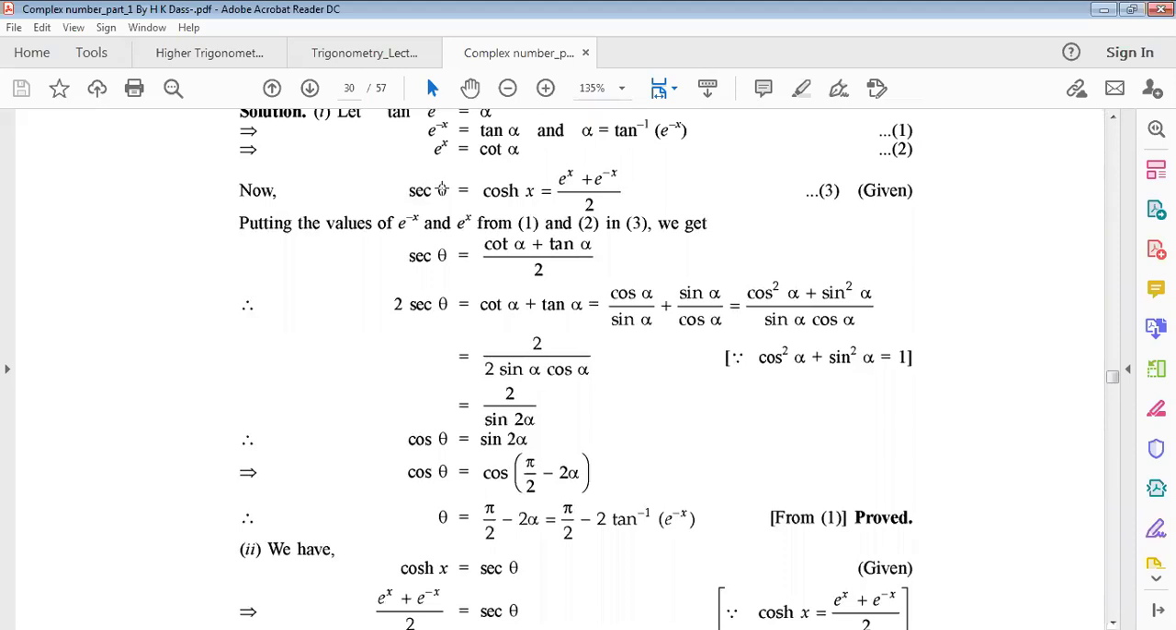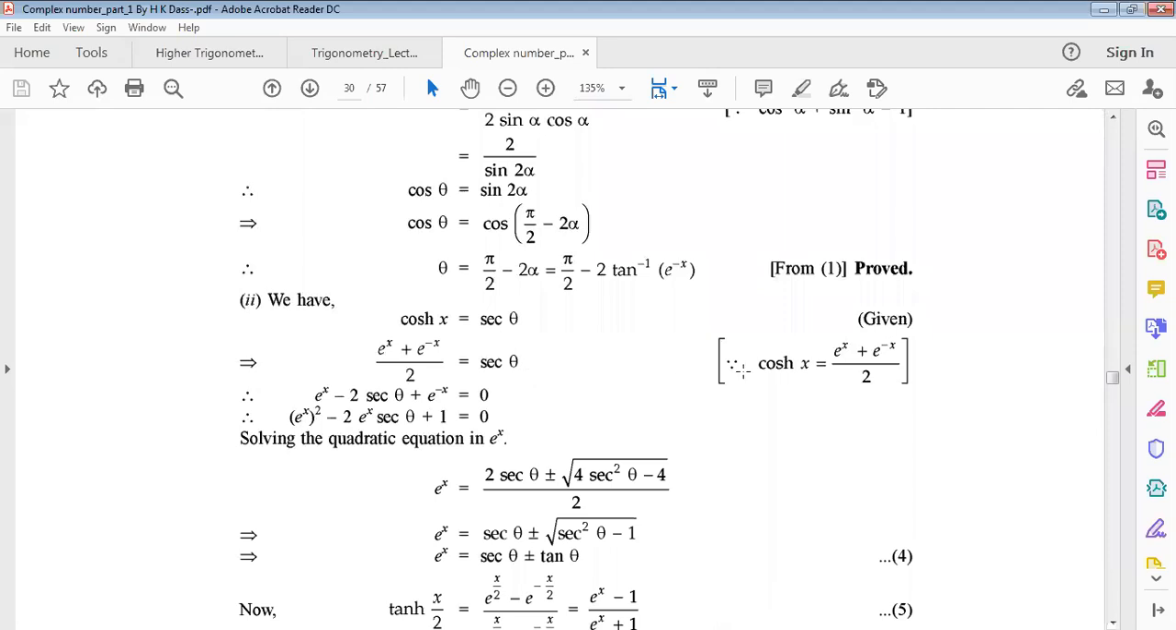Sec theta, cos hyperbolic equals sec theta. But cos hyperbolic equals, this is the formula, e to the power x plus e to the power minus x divided by 2. Replacing this, now cos theta, by cross multiplication, e to the power x minus 2 sec theta plus e to the power minus x, and multiplying both sides by e to the power x.